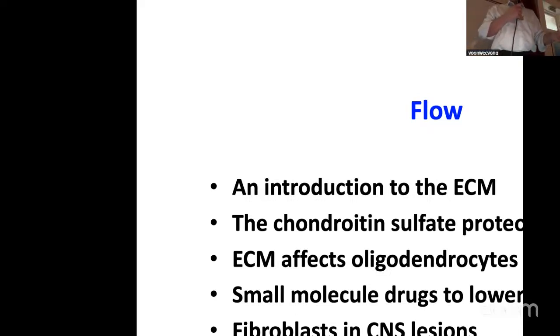CSPGs, and then bring up the information that the ECM affects oligodendrocytes and also microglia activity, and then tell you about how we are thinking about strategies to reduce the production of CSPGs that occur following neural injury. And then at the end, I'm going to introduce you to fibroblasts that come into CNS lesions that many of us, I think, don't really appreciate, but they enter CNS lesions and they are also major producers of ECM following injury.